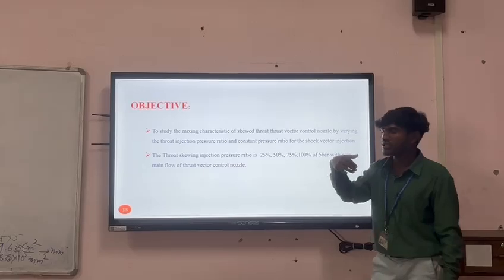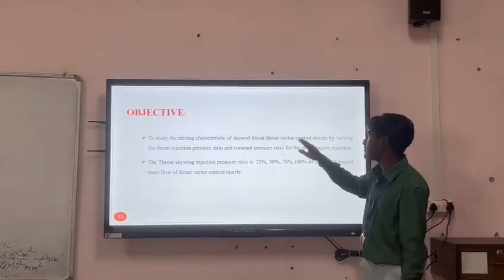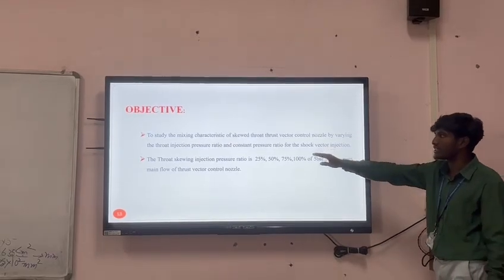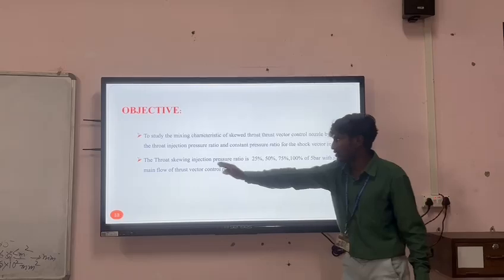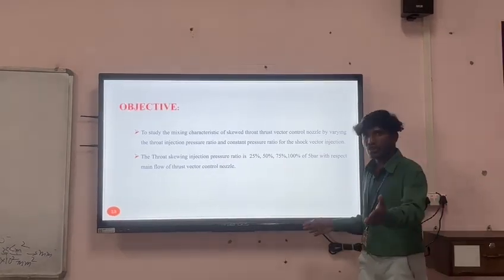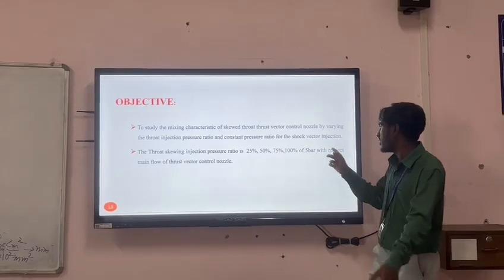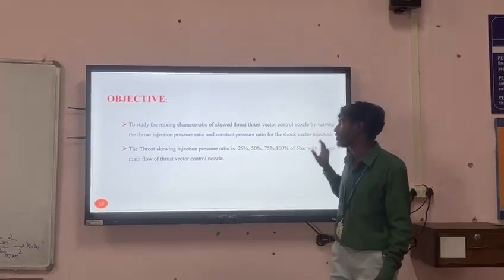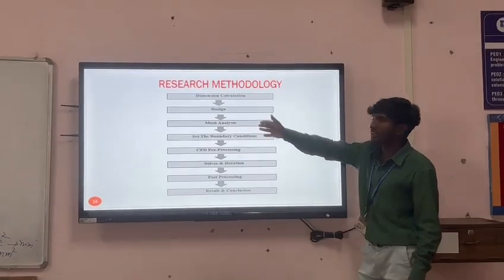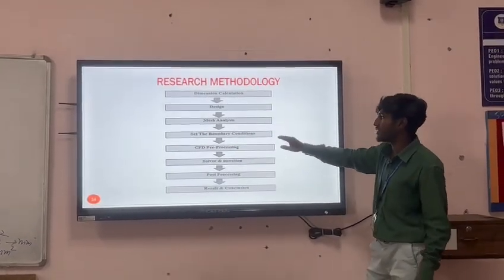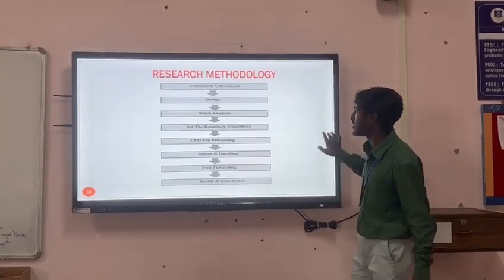This is our project objective: to study the mixing characteristics of the skewed thrust vector control nozzle by varying the thrust injection pressure ratio and the constant pressure ratio of the shock vector injection. The thrust skewing injection pressure ratio is 25%, 50%, 75%, and 100% of 5 bar with respect to the main flow. This is our research methodology: dimension and calculation, design, mesh analysis, setting boundary conditions, CFD pre-processing, solver and iteration, post-processing, result and conclusion.